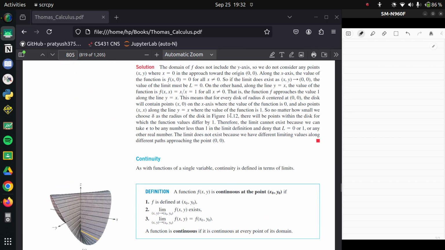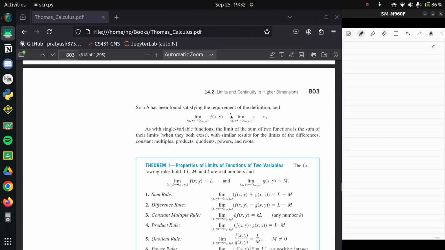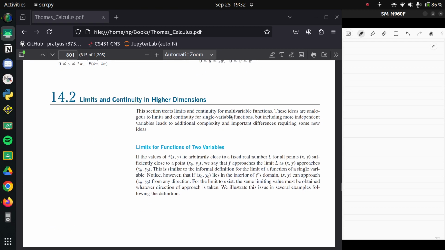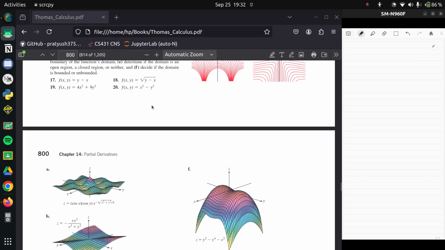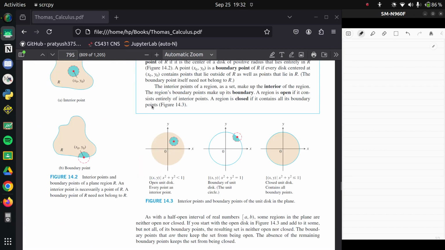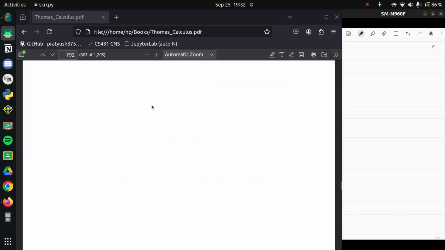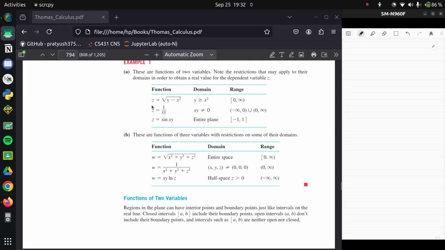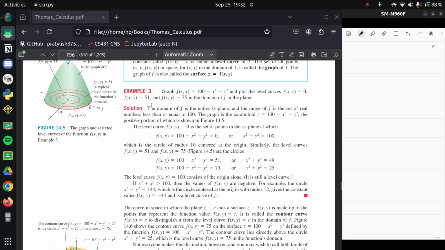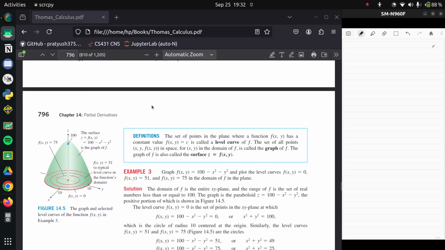So I'm just going to start straight up from this chapter. This is limits and continuity in higher dimensions. We don't require that. We are going to start straight up from the first exercise. So it's partial derivatives. We're building up to the notion of Lagrange multipliers eventually.